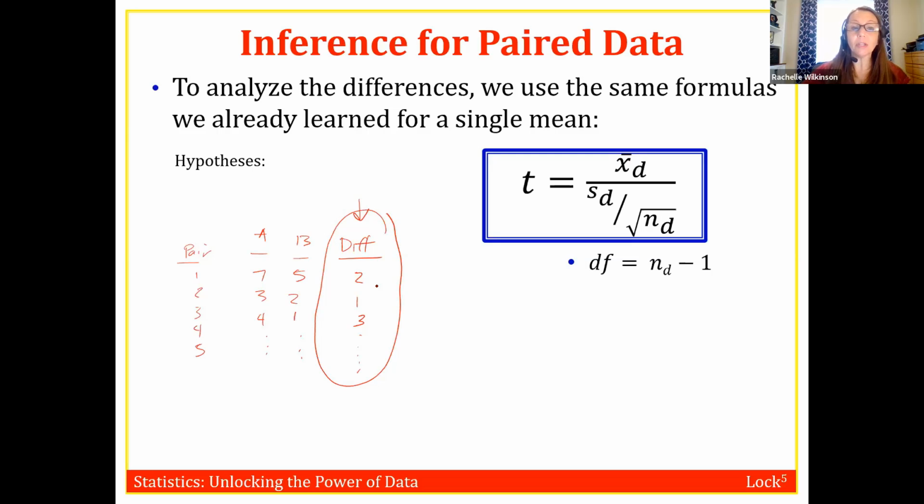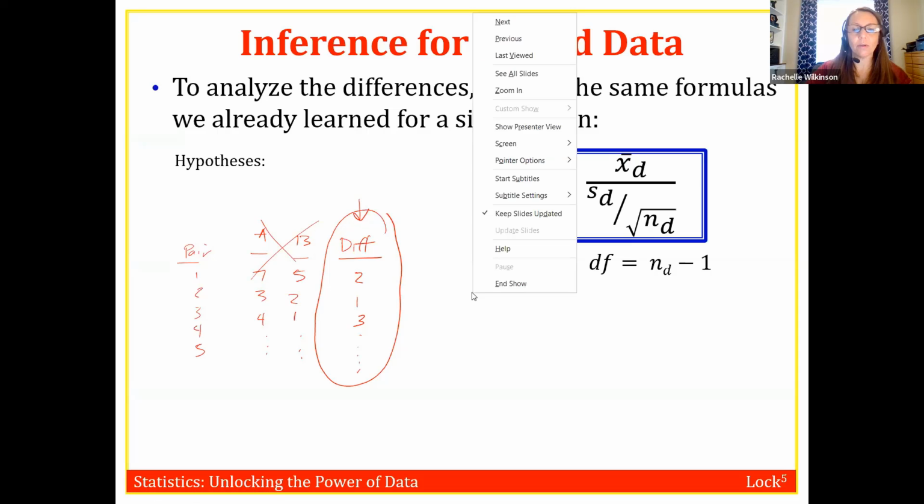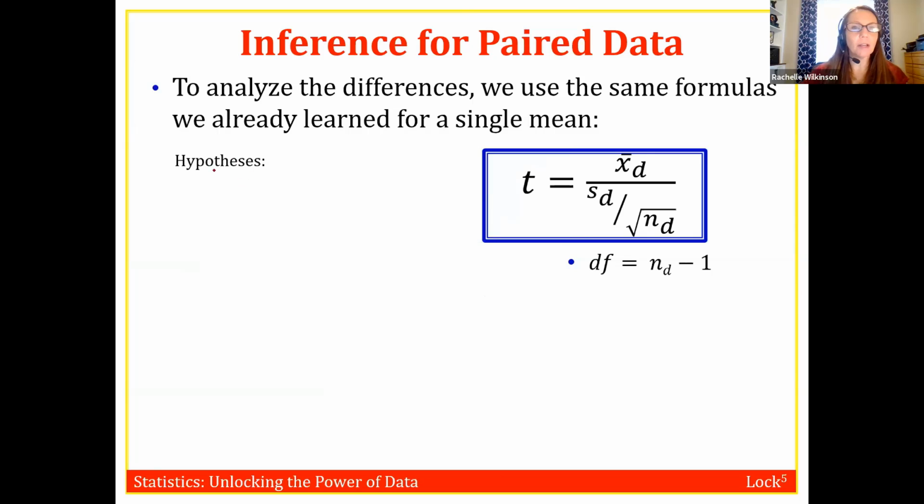So my parameter is going to be the mean difference. And when I find the mean and the standard deviation, I'm going to find those of this differences column. In fact, once I take the differences, I'm kind of ignoring all this other stuff over here altogether. So we're going to write down then what the parameter is and how to write the hypotheses when we're dealing with this paired data. All right, so first let's talk about our hypotheses, and going along with that, our parameter.